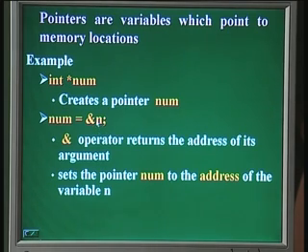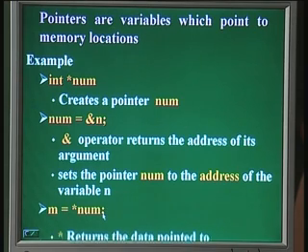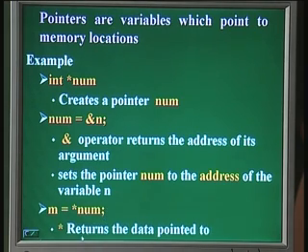That's basically the idea: to get the address of the variable n, and then give that to the pointer NUM. Now we will see the use of the asterisk operator. We are going to assign whatever NUM is pointing to, to another variable m. So that's what we see here: m equal to star NUM. The asterisk returns the data to which it is pointing.